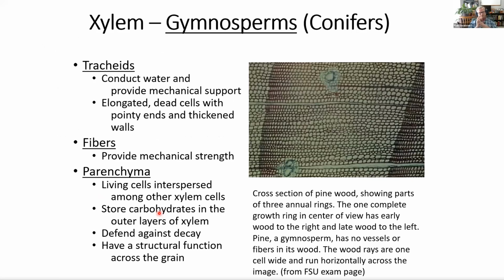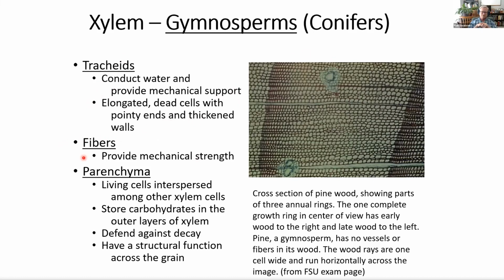And so xylem can take on slightly different roles and appearances depending on if we're looking at an angiosperm or a gymnosperm. Let's take a look at the gymnosperm first. Tracheids conduct water and provide mechanical support. They are elongated dead cells with pointy ends and thickened walls. Again, these are parts of or contained in the xylem tissue.